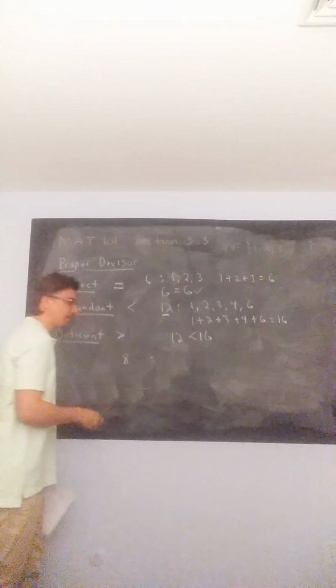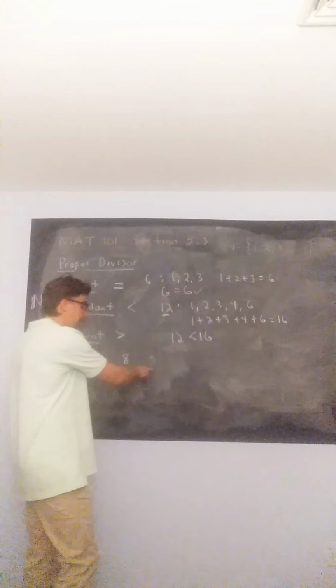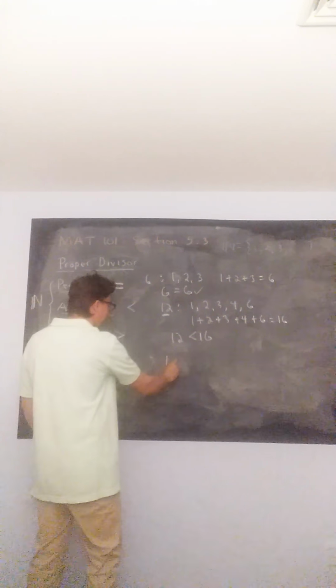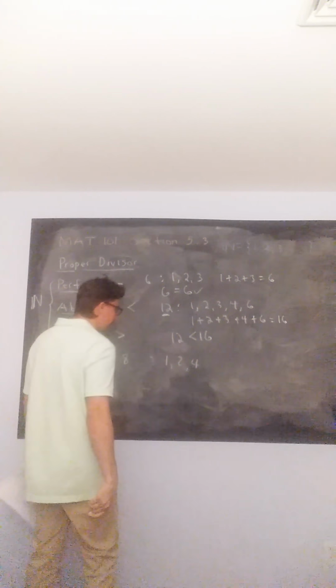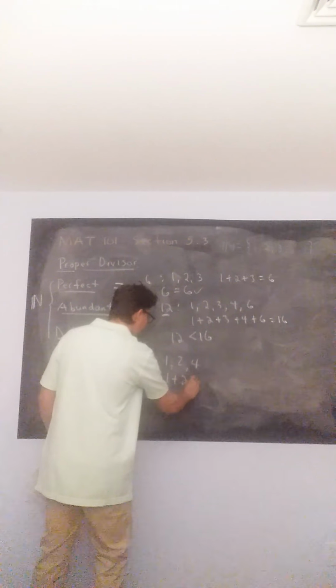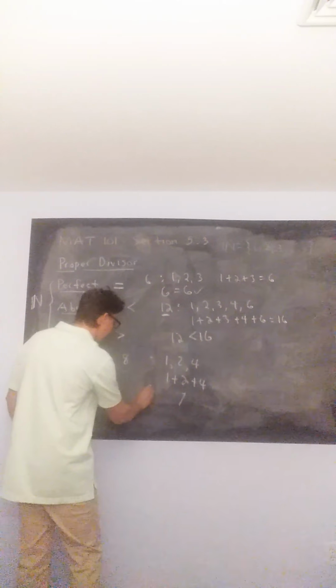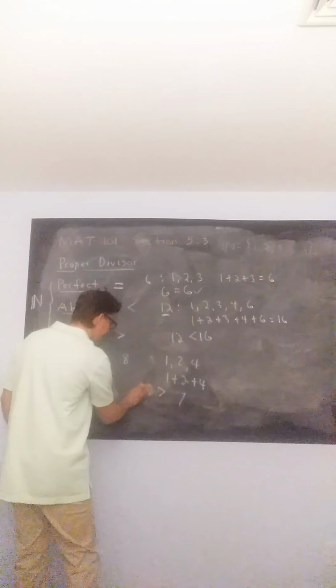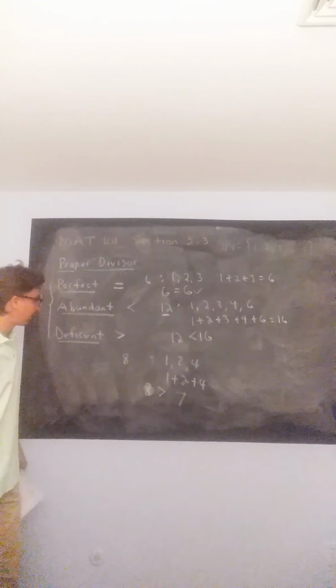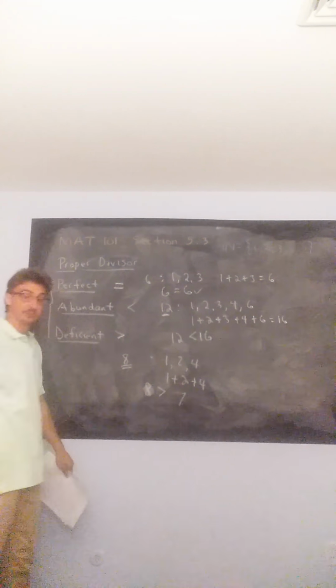Again, your first step is to consider what are the proper divisors. Well, the proper divisors of 8 would be 1, 2, and 4. And if we add up 1, 2, and 4, that gives us 7 on a normal day. And 8 is clearly greater than 7. So that's how we know the number 8 is deficient.